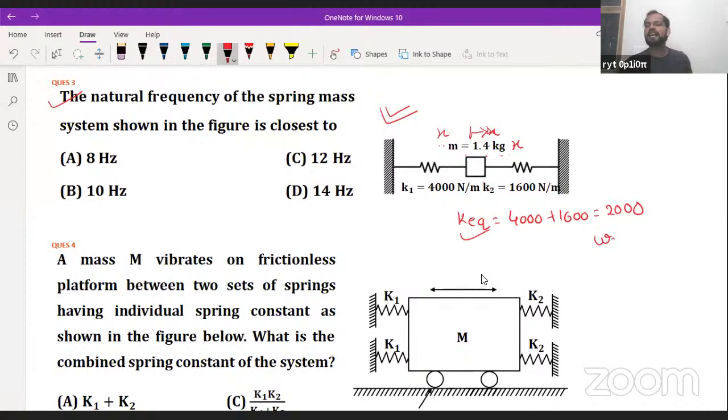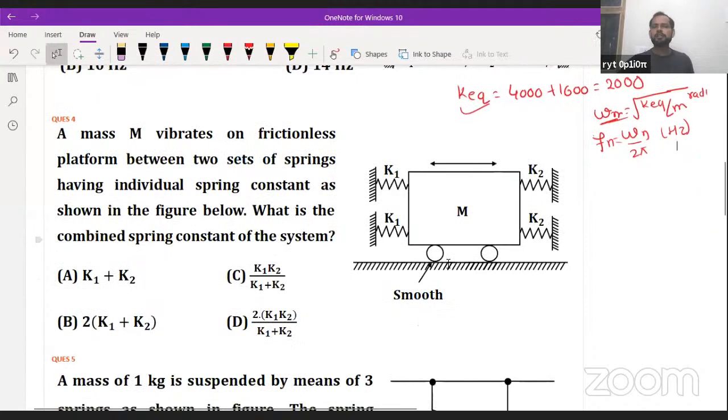Then you can easily calculate omega n is equal to root of K equivalent by m, and from here you will get the answer. So Kathy is saying that she is getting 12, but from here you will get the omega n in radian per second. So please see the unit also. He is asking the frequency in hertz. So please divide that omega n by 2 pi, and you will get the frequency in hertz. I hope now you can solve this question.